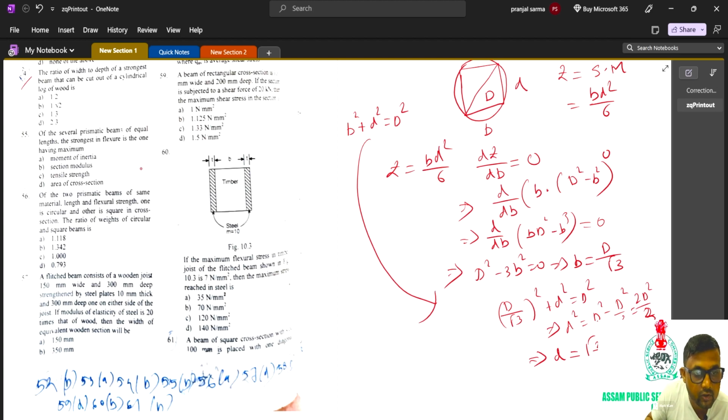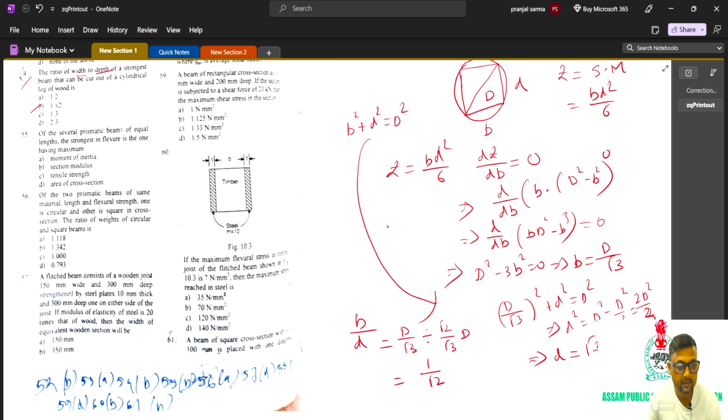So what do you have to find? What is the question? The ratio of width to depth, that means you have to find b by d. So b by d is D by root over 3 divided by root 2 by root 3 D. Ultimately you get 1 by root over 2. 1 by root over 2 is the answer, 54B. Because you have to find a maximum Z, and if you get a maximum Z, then it becomes the strongest beam. That is what we have to find.